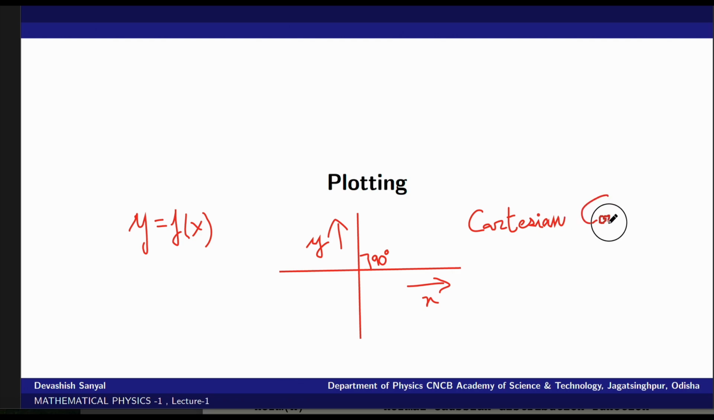We learn other types of coordinates also. This is the simplest of coordinate systems. So in order to define a point in 2-dimensional space, you need two coordinates, x and y. And what does y is equal to f(x) signify? It signifies a curve.